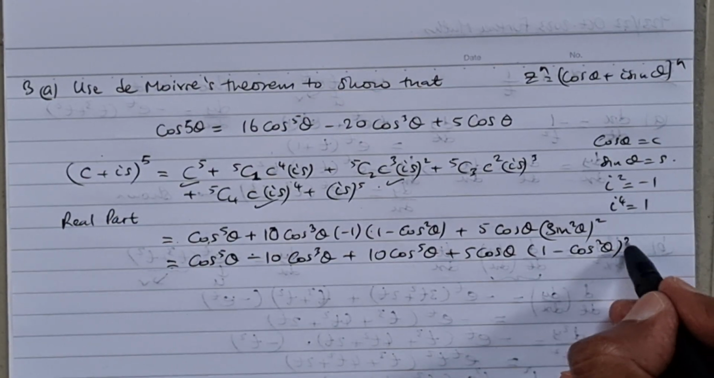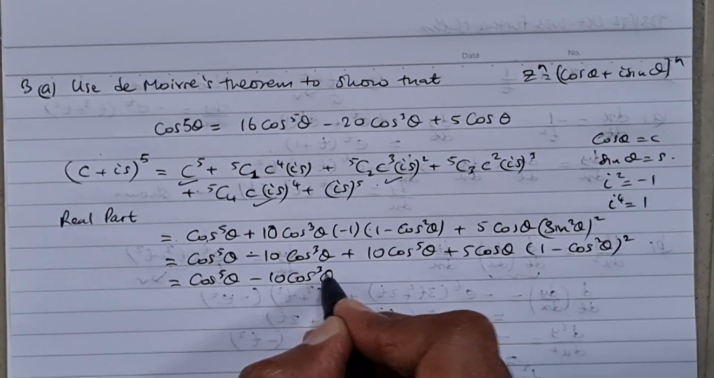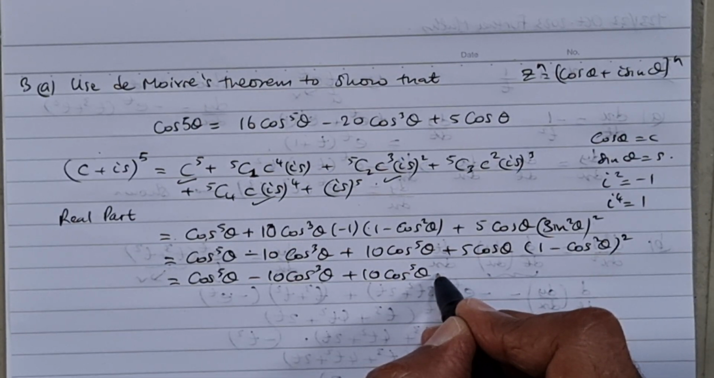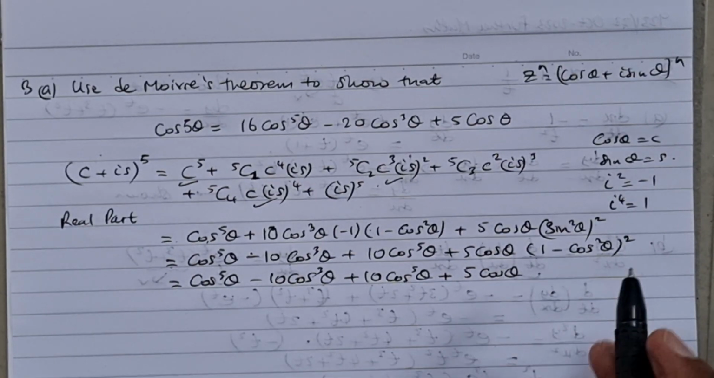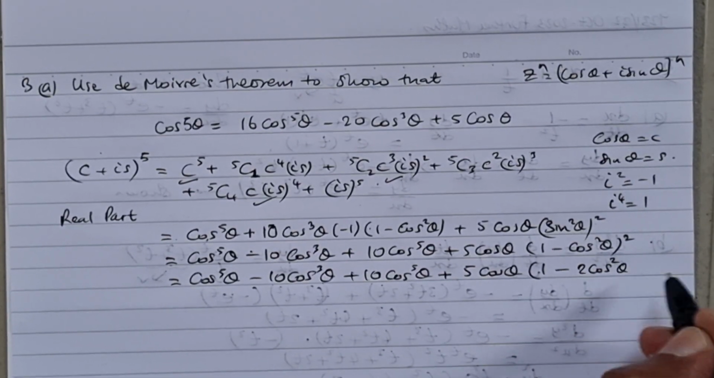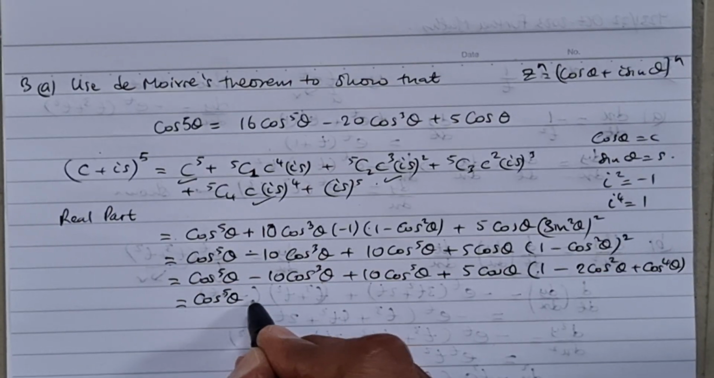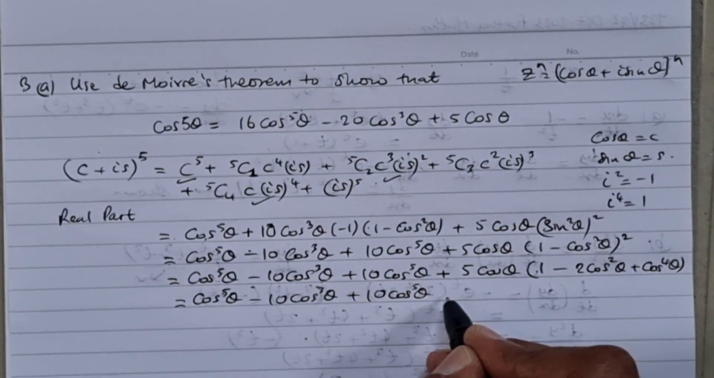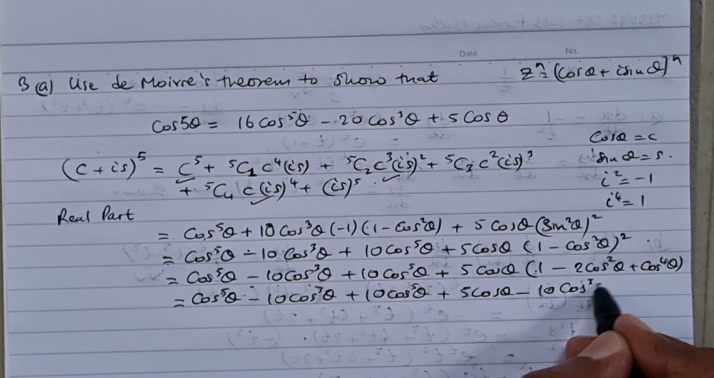Remember this, we can use the trig identity to the square. So cos to the 5 theta minus 10 cos cube theta, plus 10 cos to the 5 theta, plus 5 cos of theta. Okay, then what I should do, basically I should expand this 1 minus 2 cos to the square theta plus cos to the 4 theta. So we have then cos to the 5 theta minus 10 cos cube theta plus 10 cos to the 5 theta plus 5 cos of theta minus 10 cos to the cube theta.